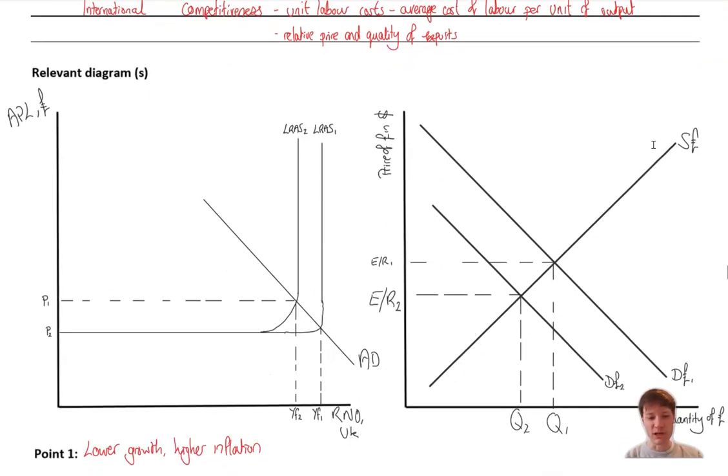My first point is going to be lower growth and higher inflation as an outcome. Please pause the video and try to make a logical chain of reasoning based on that, and think about what you can get from the texts to evaluate as well.